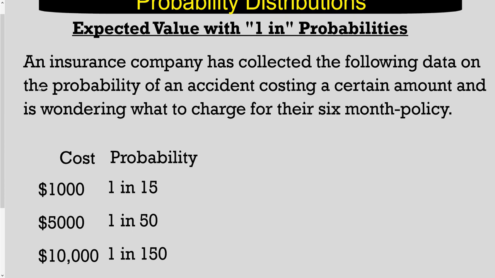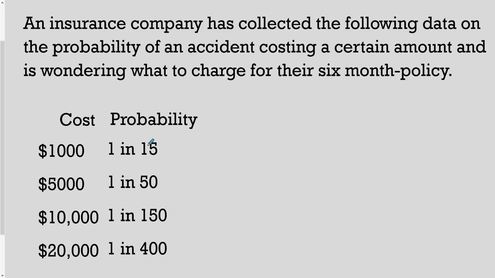So, expected value with 1 in probability. These are called odds when you see a 1 in 15 or 1 in 50. So an insurance company has collected the following data on the probability of an accident causing a certain amount, and the company is wondering what to charge for their 6-month policy. So they're saying that 1 in 15 drivers will cost them $1,000 in a 6-month period. 1 in 50 drivers will cost them $5,000. 1 in 150 will cost them $10,000, and 1 in 400 cost them $20,000.